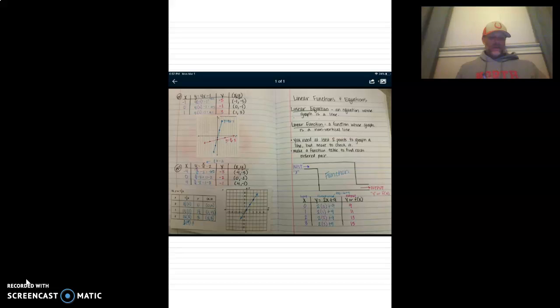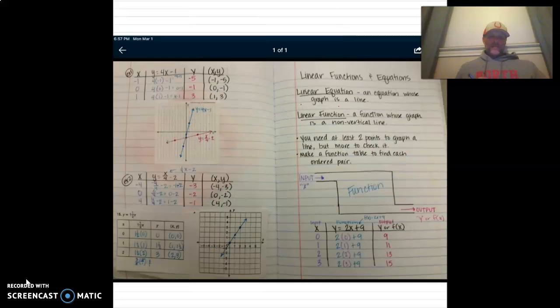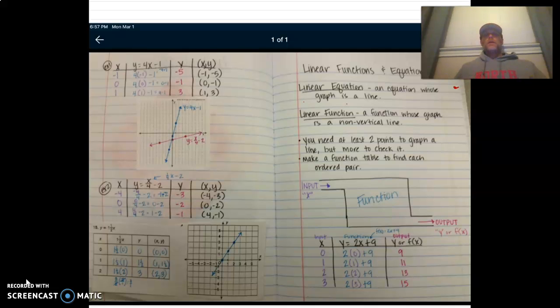So here is notes. You're going to have to pause and do whatever you need to do because I'm going to run through these fairly quickly, because I want to get to the assignment. Linear functions and equations. So I'm starting on the right here. Linear equation: it's an equation whose graph is a line.